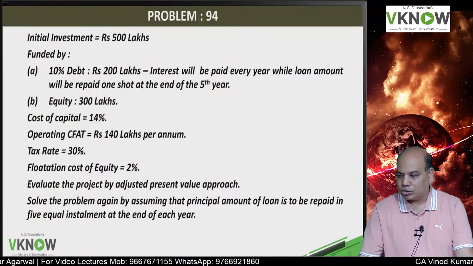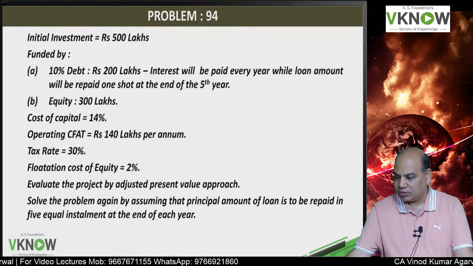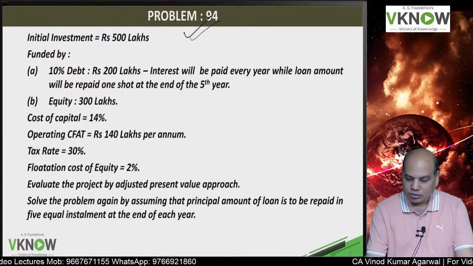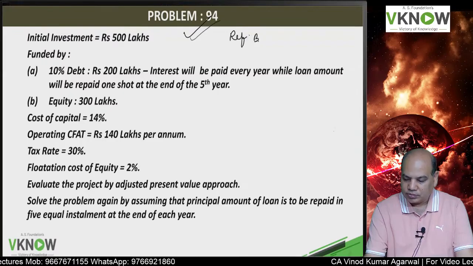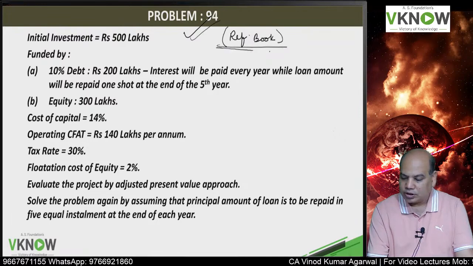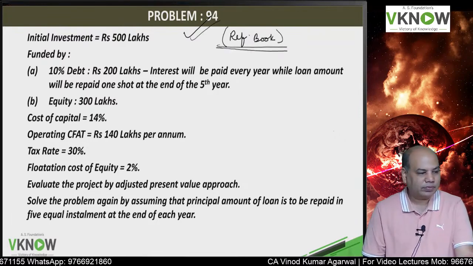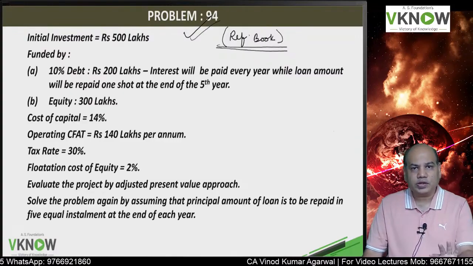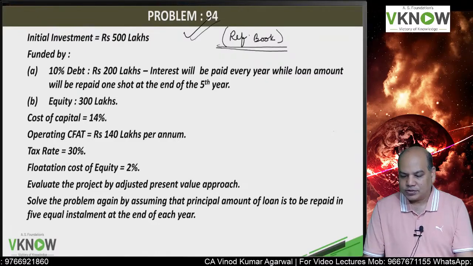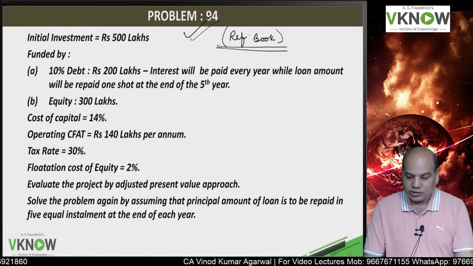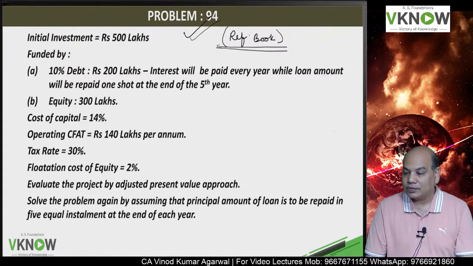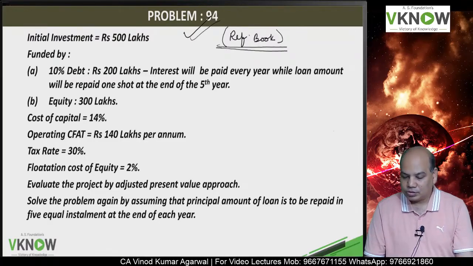Now we'll go to one more question, question number 94, from the reference book, for one more practice on this, and we have also done one question in international capital budgeting. So whatever question you would ask would be mostly around these questions only. First, come to 94. Initial investment is 500 lakh. So the project will require 900 lakh funded by 10% debt, rupees 200 lakh.